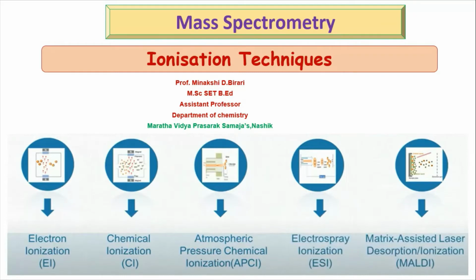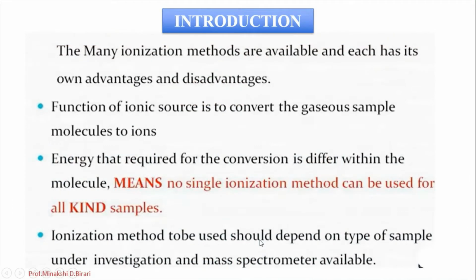In previous lectures, we have studied some ionization techniques. Now, in today's lecture, I am going to explain atmospheric pressure chemical ionization and atmospheric photoionization. We know that several methods are there for converting the sample into a gaseous ionic phase, that may be gas phase sources, desorption sources, evaporative sources, etc. Many ionization methods are available and each has its own advantages and disadvantages.